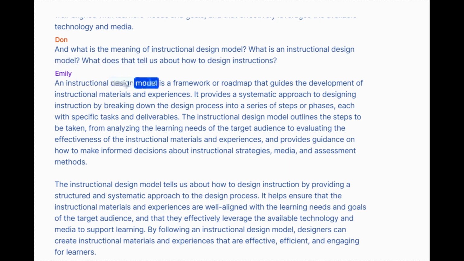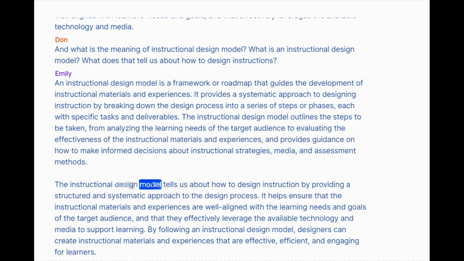An instructional design model is a framework or roadmap that guides the development of instructional materials and experiences. It provides a systematic approach to designing instruction by breaking down the design process into a series of steps or phases, each with specific tasks and deliverables. The instructional design model outlines the steps to be taken, from analyzing the learning needs of the target audience to evaluating the effectiveness of the instructional materials and experiences, and provides guidance on how to make informed decisions about instructional strategies, media, and assessment methods.